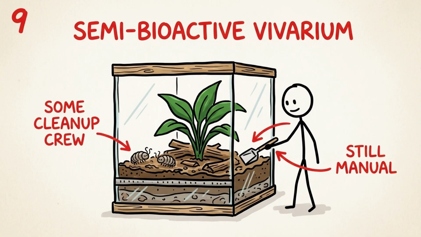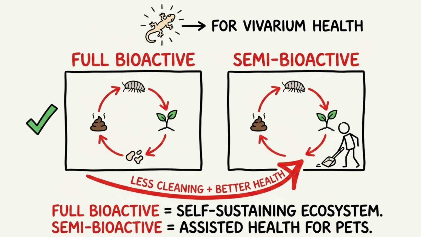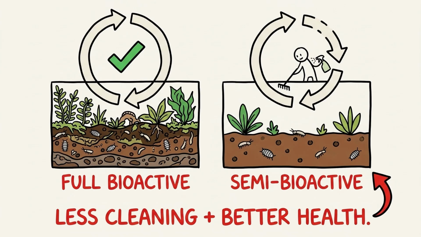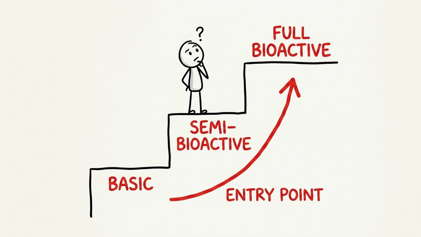9. Semi-bioactive vivarium. A semi-bioactive vivarium includes live plants and some cleanup crew, but still requires regular manual maintenance. Unlike a full bioactive system, it is not self-sustaining, but it provides meaningful biological support that reduces cleaning frequency and improves enclosure health. Many keepers prefer this approach because it delivers most of the benefits of a bioactive build without the complexity of maintaining a fully self-sustaining ecosystem. It is the most practical entry point for keepers moving toward full biological systems.